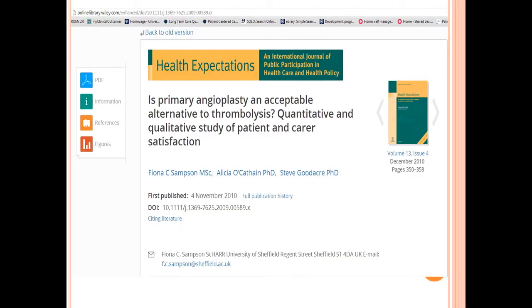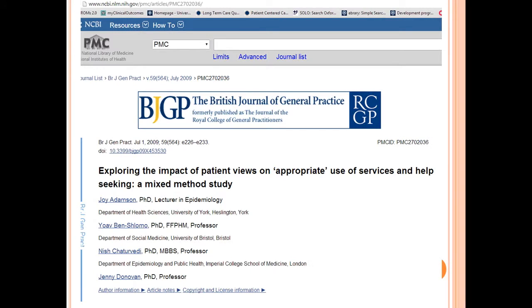The second paper, the Sampson et al. 2010, is a mixed method study looking at a primary angioplasty service and whether it could replace routine care of thrombolysis. The second study, which presents a form of integration in a mixed method study, is Adamson et al., and this explores the impact of patient views on appropriate use of services and help seeking, and it uses a different form of integration to the Sampson et al.